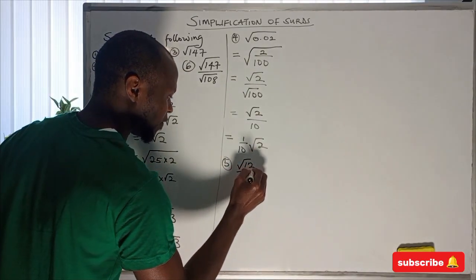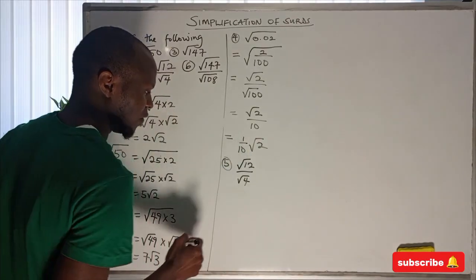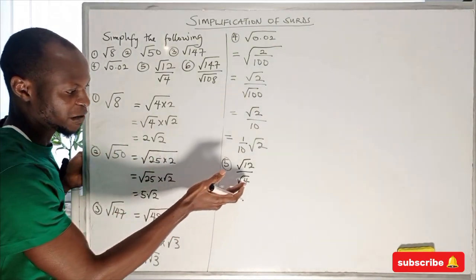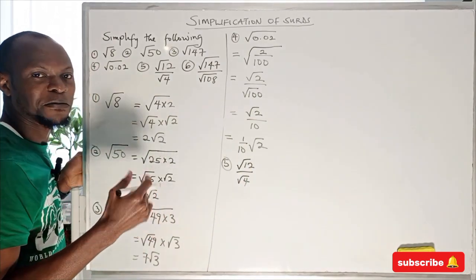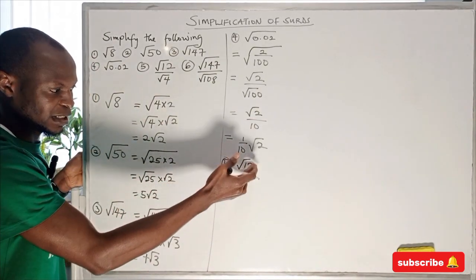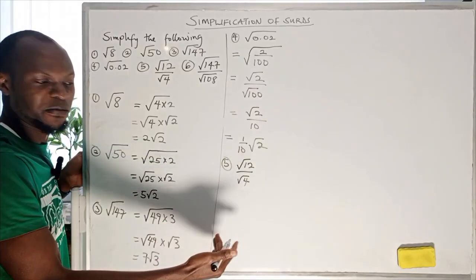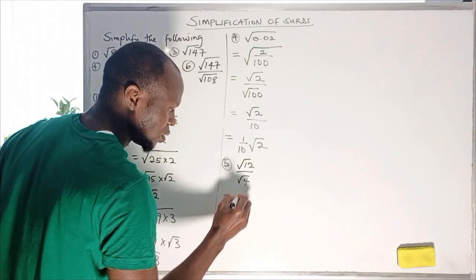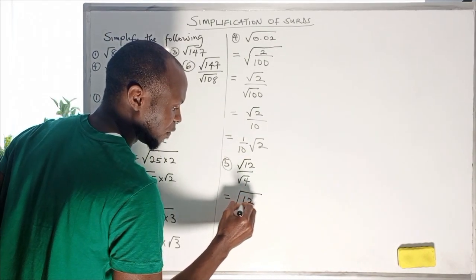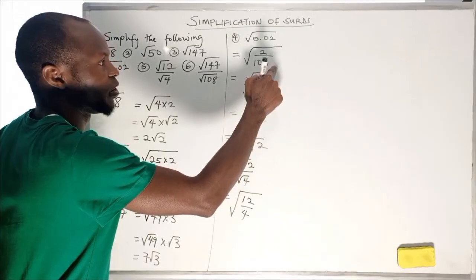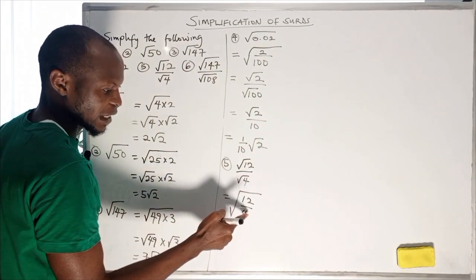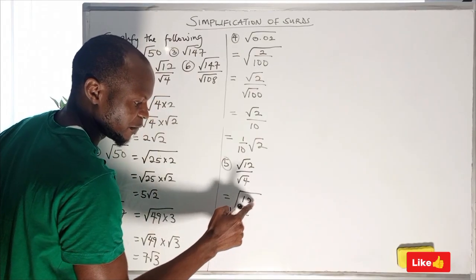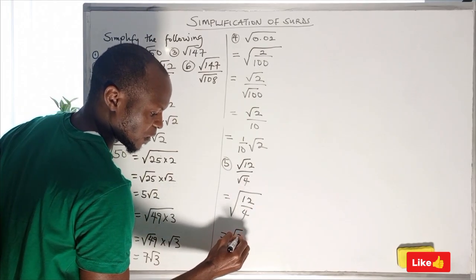Surd 12 divided by surd 4. If you check, I can simplify this in different forms. But if I check, both of them have a factor that can be divided. Both 12 and 4 have a common factor. So I can say this is equivalent to square root of 12 over 4. Don't forget what I've done here. Okay? Now, I can divide this to have 4 here 1, 4 here 3. This will give me surd 3.